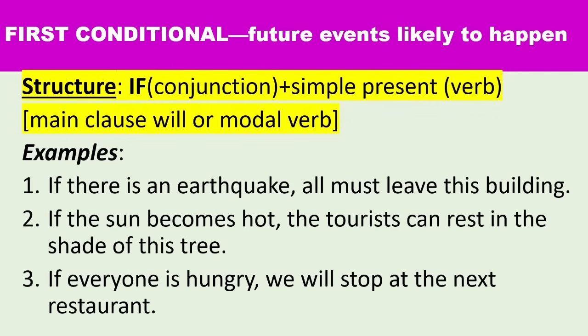The first conditional is something which is likely to happen in the future. Here again you have the conjunction if in the subordinate clause, and the verb in the main clause is a modal verb using will or another modal form. Modal verbs video is also there.